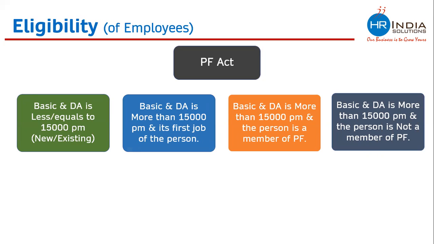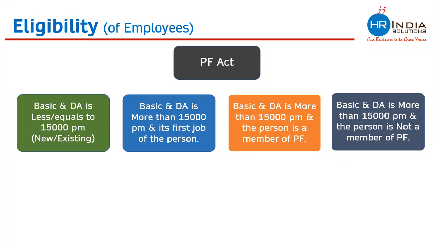The second case can be basic and DA more than 15,000, and this is the person's first job. He was never a member of PF, is what I'm trying to indicate. The third case can be basic and DA more than 15,000 per month and the person is a member of PF.